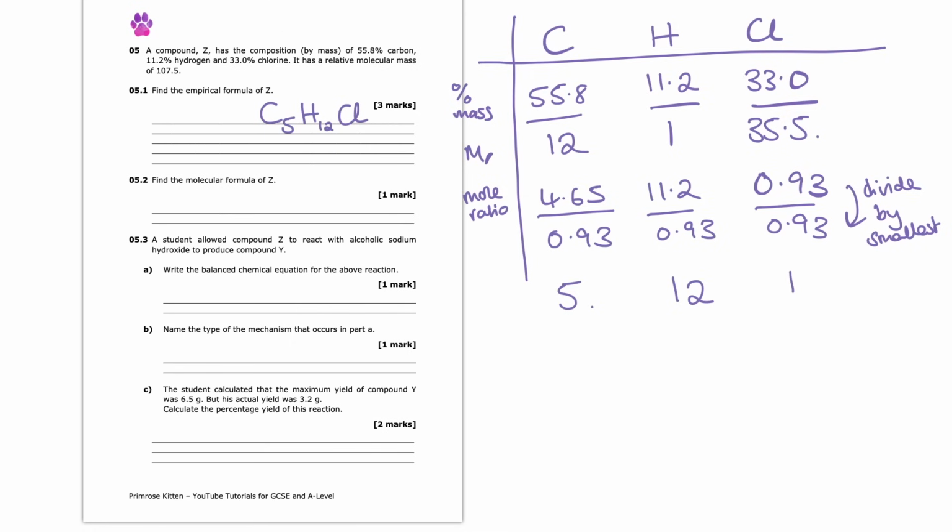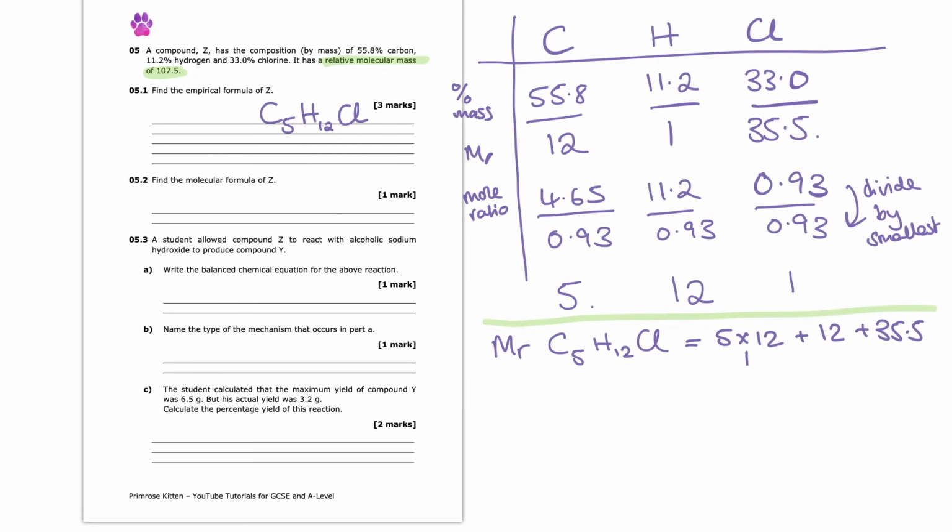And the important bit of information they've given us here is that the relative molecular mass is 107.5. So the way that I would start is by working out what the MR is of my empirical formula. Because ideally what we want to do here is work out how many of these empirical formulas fit into the molecular formula. So here I'm going to do 5 times 12 plus the 12 plus a 35.5. So this is from the carbon, this is from the hydrogen, and this is from the chlorine. So tapping that away then, I get left with an MR of 107.5.